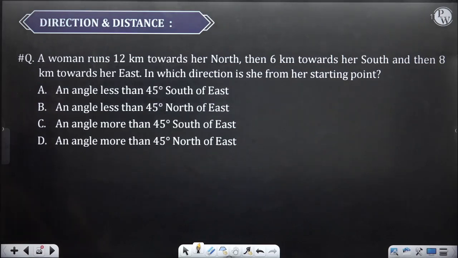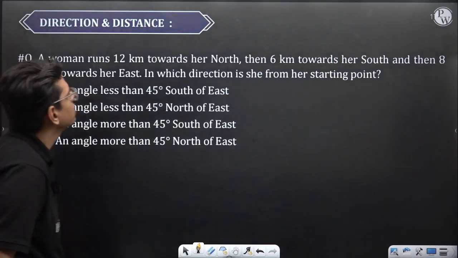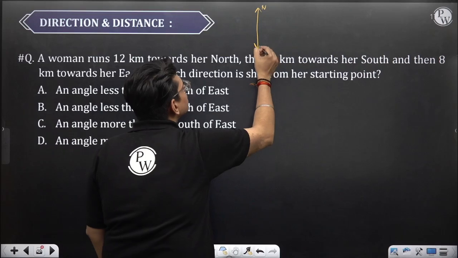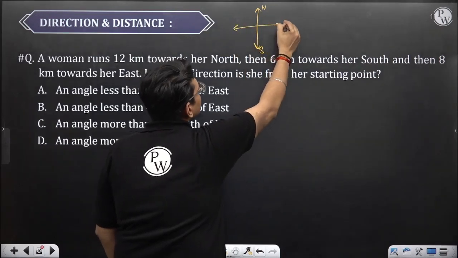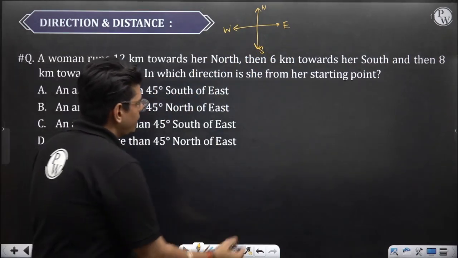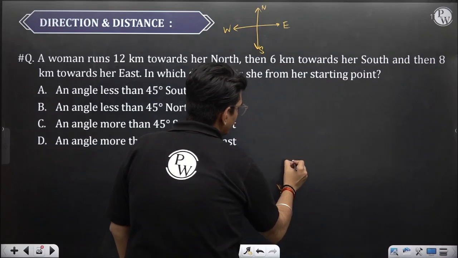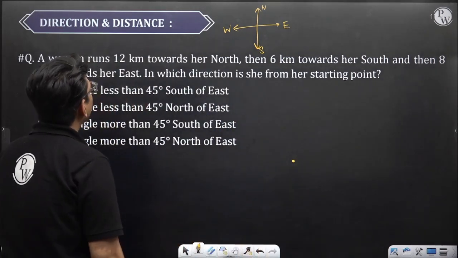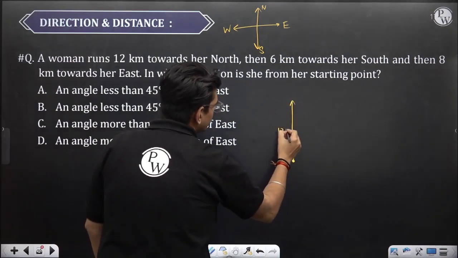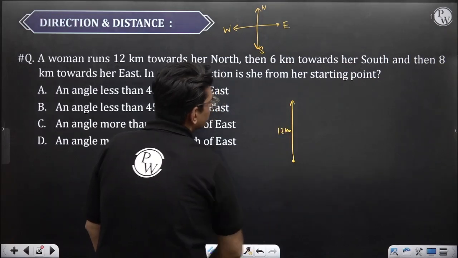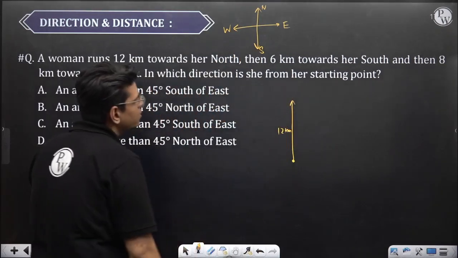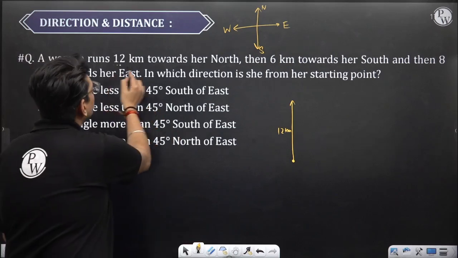A woman runs 12 kilometers towards her north. So initially, let me make the main direction. This is your north, this is your south, this is east, this is west. Okay. So a woman, let her start at this point. Runs 12 kilometers towards her north. Because this is our north direction. So she will go 12 kilometers north. This is done.